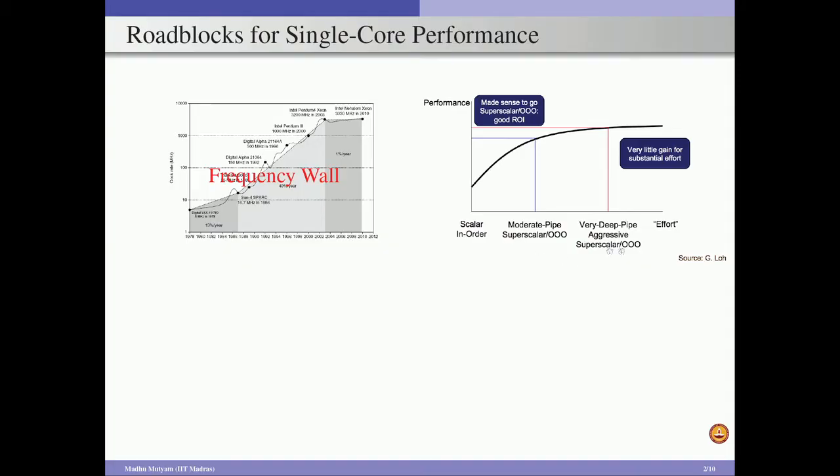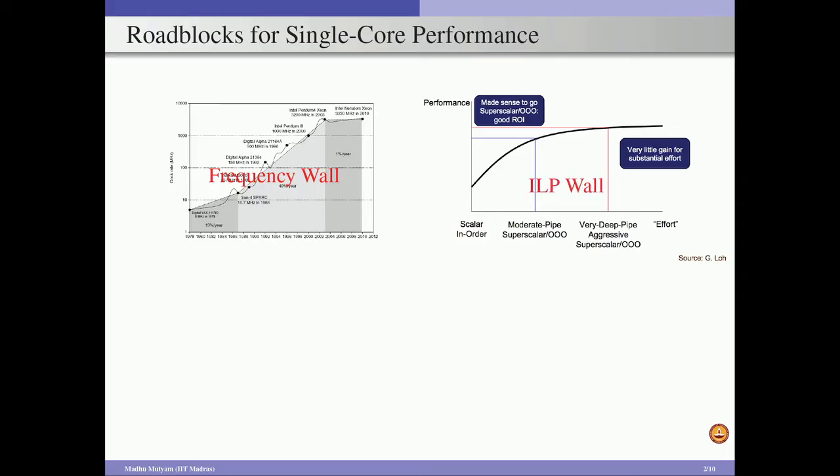And once we have these extra components, what are we going to get in return in terms of performance? The performance improvement is not significant compared to the amount of effort we put in. We can go up to this point, but after that you can clearly see the performance curve is almost flattened. This indicates that we are going to get very little gain in performance with a significant amount of effort to extract the instruction level parallelism available in applications. That is called the ILP wall.